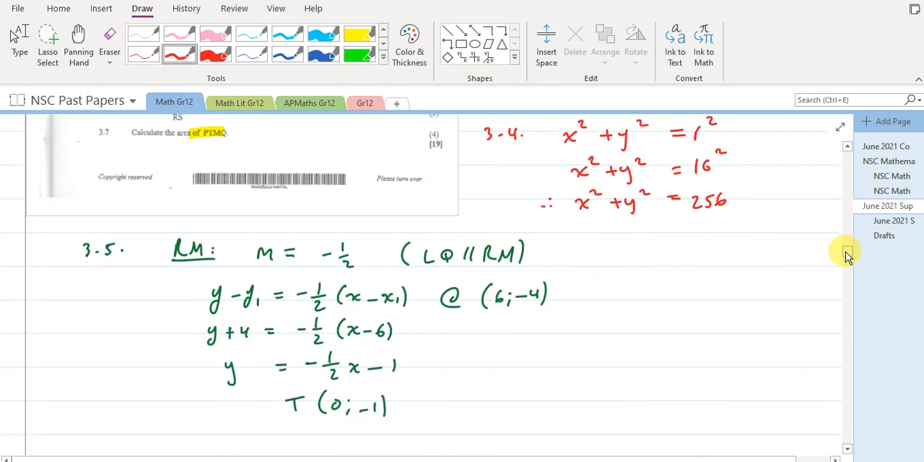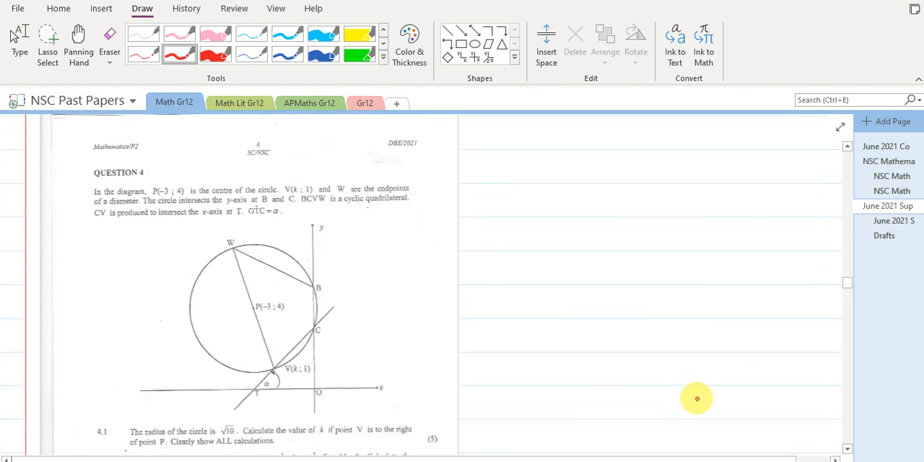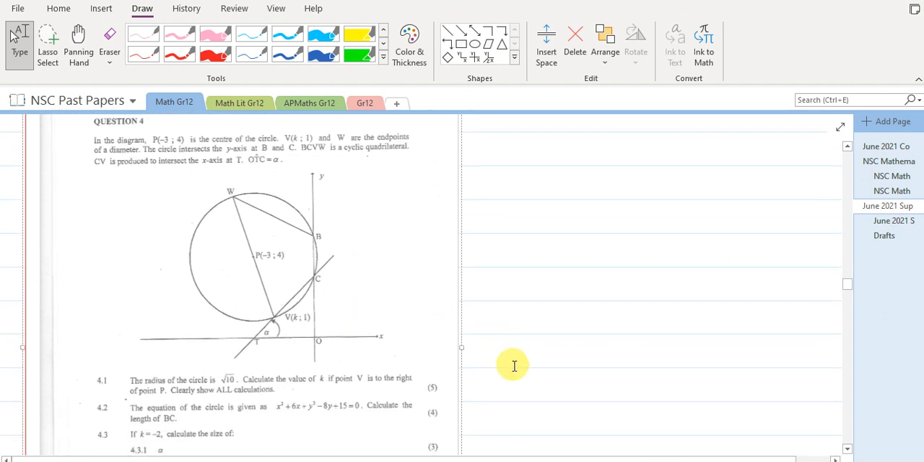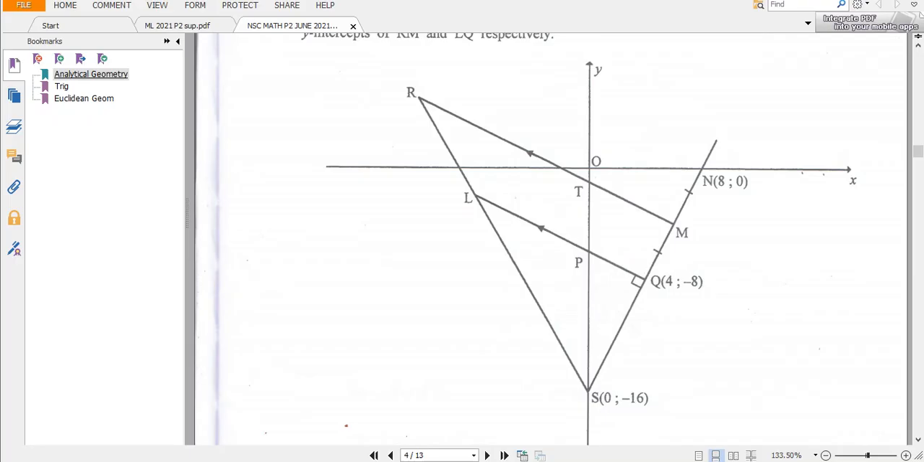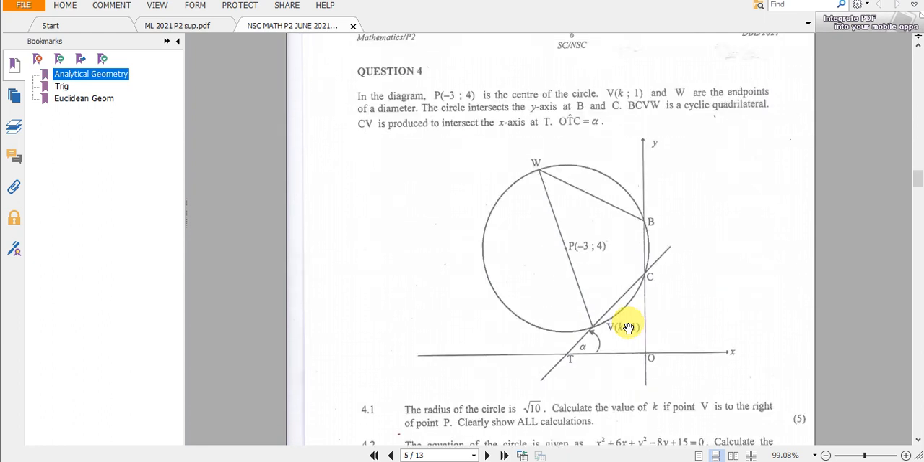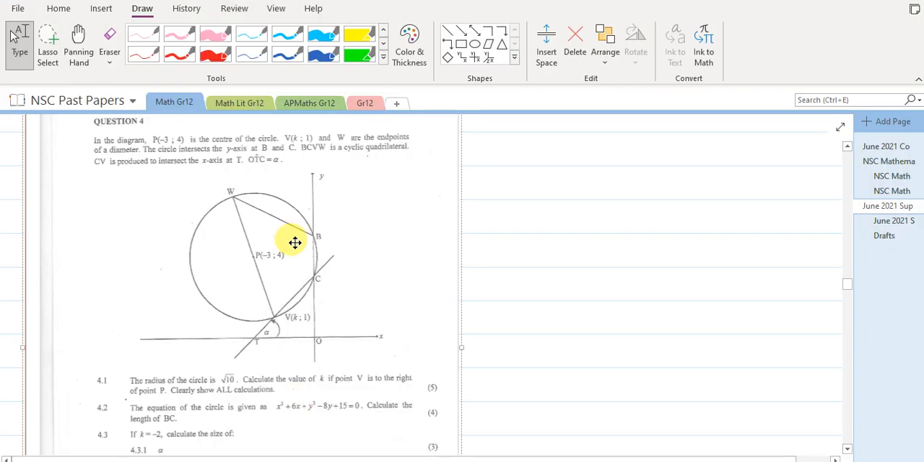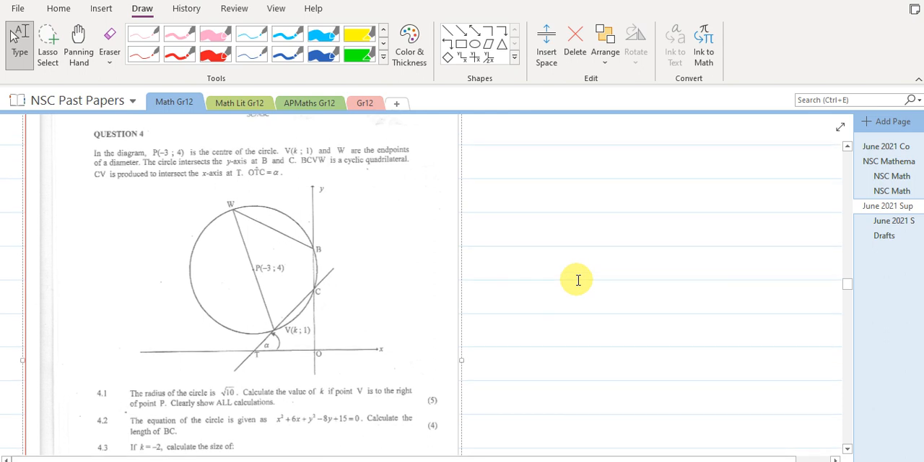Right, let's move on to question number 4 of analytical geometry. So in question number 4, what do we have here? We have a circle geometry. Let's just open the PDF as well and see. So we're dealing with this question over here. Okay, let's read here. In the diagram, so we can mark off, that's the reason why I'm opening this one.